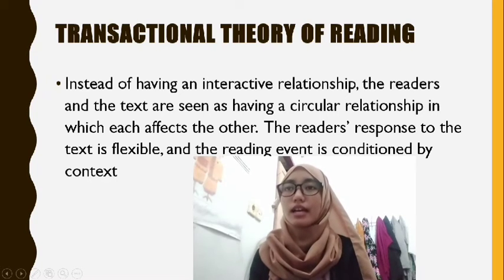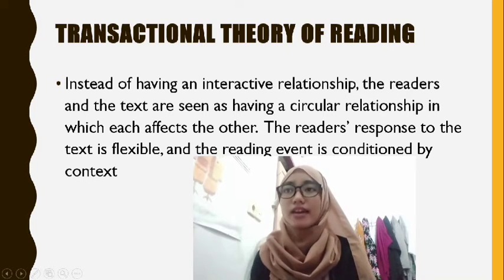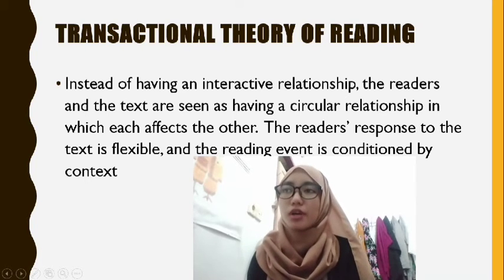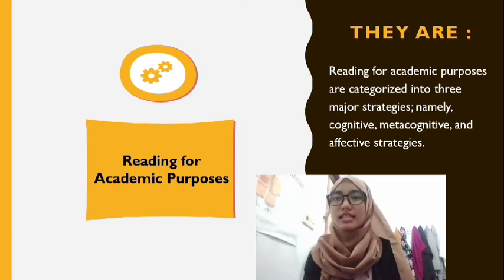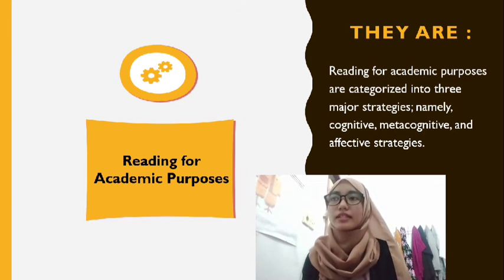Okay, next is transactional theory of reading. Instead of having an interactive relationship, the readers and the text are seen as having a circular relationship in which each affects the other. The reader's response to the text is flexible and the reading event is conditioned by context. Okay, next is reading for academic purpose. Reading for academic purpose are categorized into 3 major strategies, namely cognitive, metacognitive, and affective strategies.